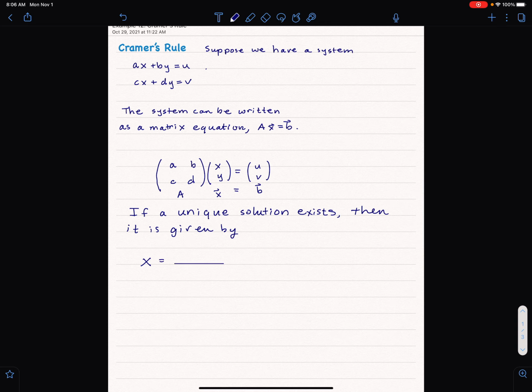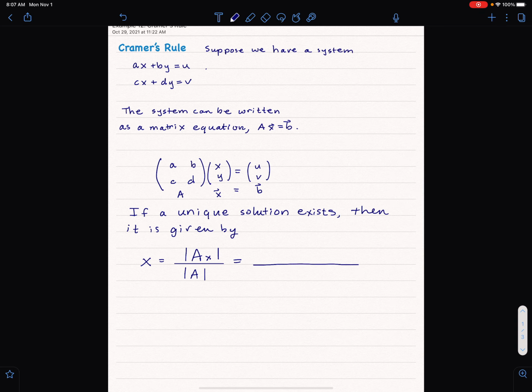It can be written as a fraction where the denominator of the fraction is the determinant of this matrix A, B, C, D. It's the coefficient matrix, or the matrix of coefficients. You take the determinant, put that in the denominator. That's part of our solution. The numerator is what I'm going to call the determinant of the matrix AX.